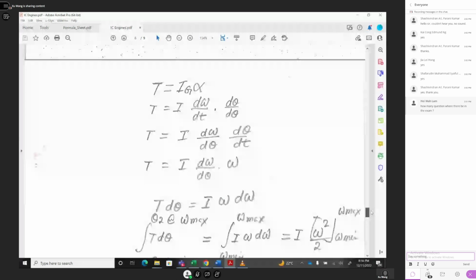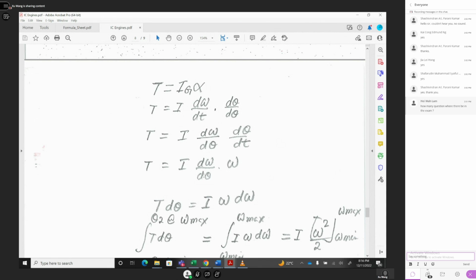Okay, so output torque T equals rotational inertia times angular acceleration. We know that angular acceleration equals d omega dt. You multiply by d theta and divide by d theta. Then it becomes d omega d theta times d theta dt, and d theta dt is your omega.